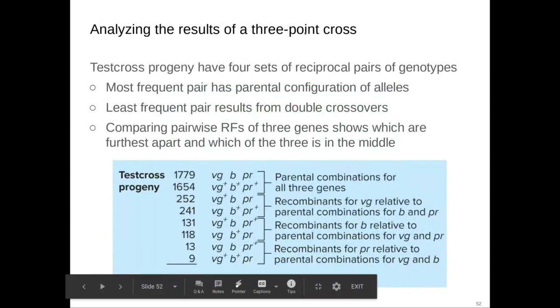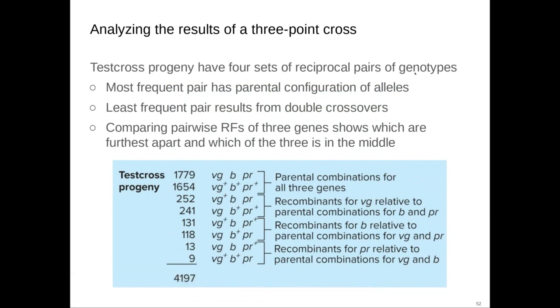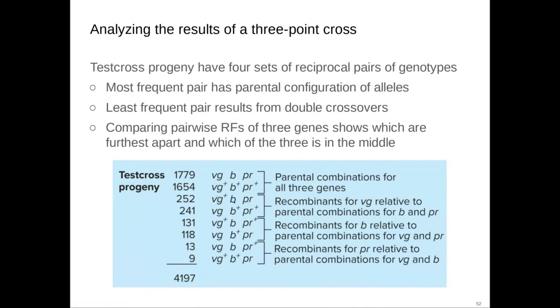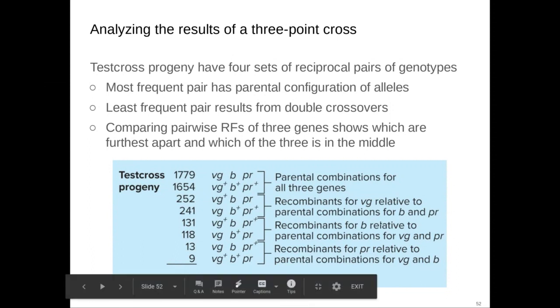Now, remember, these test cross progeny have 4 sets of reciprocal genotypes, and the most frequent pair has the parental configuration of alleles, so completely recessive and heterozygous here. Right, these are our parental types. Now we have recombinant types for VG relative to the parental combinations for B and PR. That's kind of cool. And then we can look at recombinants for B relative to the parental types for VG and PR, and the recombinants for PR relative to parental combinations for VG and B.